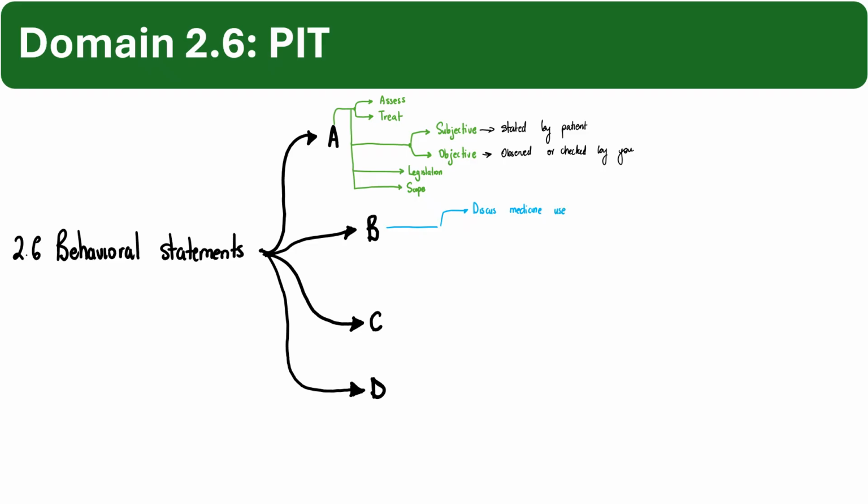Behavioral statement B is about discussing medicine use with the patient. Now, this entails checking preference or obtaining consensus with the patient on the type of dosage form that they want. You're also supposed to check the patient's medical history and you're supposed to check the patient's allergies.